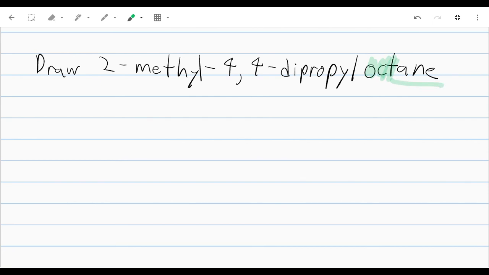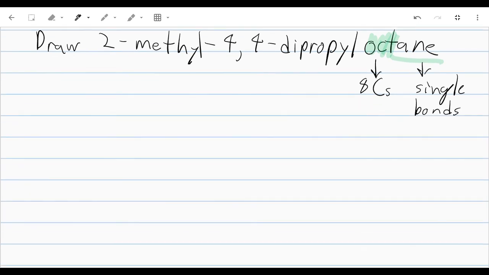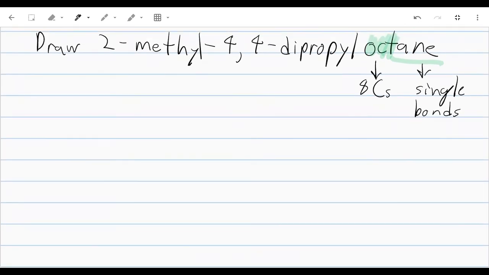So that tells me two things. That tells me we have 8 carbons, and we have all of them single bonded. So I'm going to start out by drawing 8 carbons in a row. I'm going to leave some space between each of the bonds so that if I have to add a hydrogen in, I can do that later. 1, 2, 3, 4, 5, 6, 7, 8.